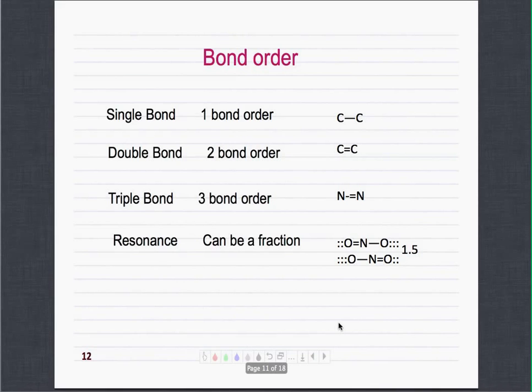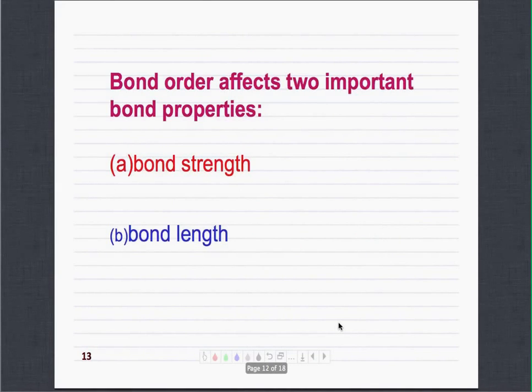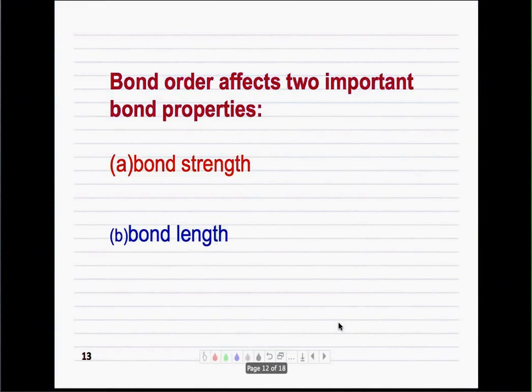So let's see. The bond order usually affects two important bond properties. The bond order determines the bond strength and the bond length, and they are two very important properties for any chemical that we talk about. The bond length and the bond strength both depend on, or are affected by, the bond order.